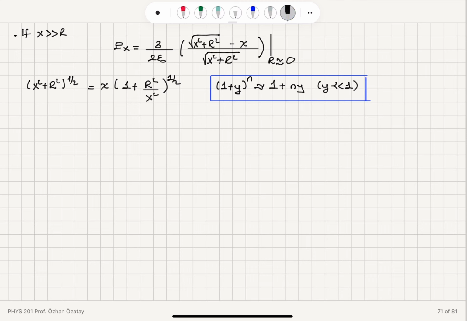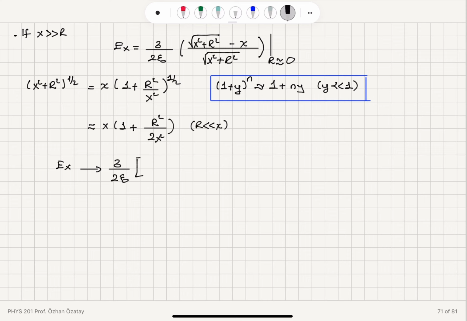So this tells me that when y is equal to R squared over x squared, this can be approximately written as x times 1 plus R squared over 2x squared. So this n is 1/2 here, in the limit R much less than x. Okay, when R is much less than x, we have y much less than 1. So y is R squared over x squared. Okay, so with that, the electric field x component becomes sigma over 2 epsilon 0.